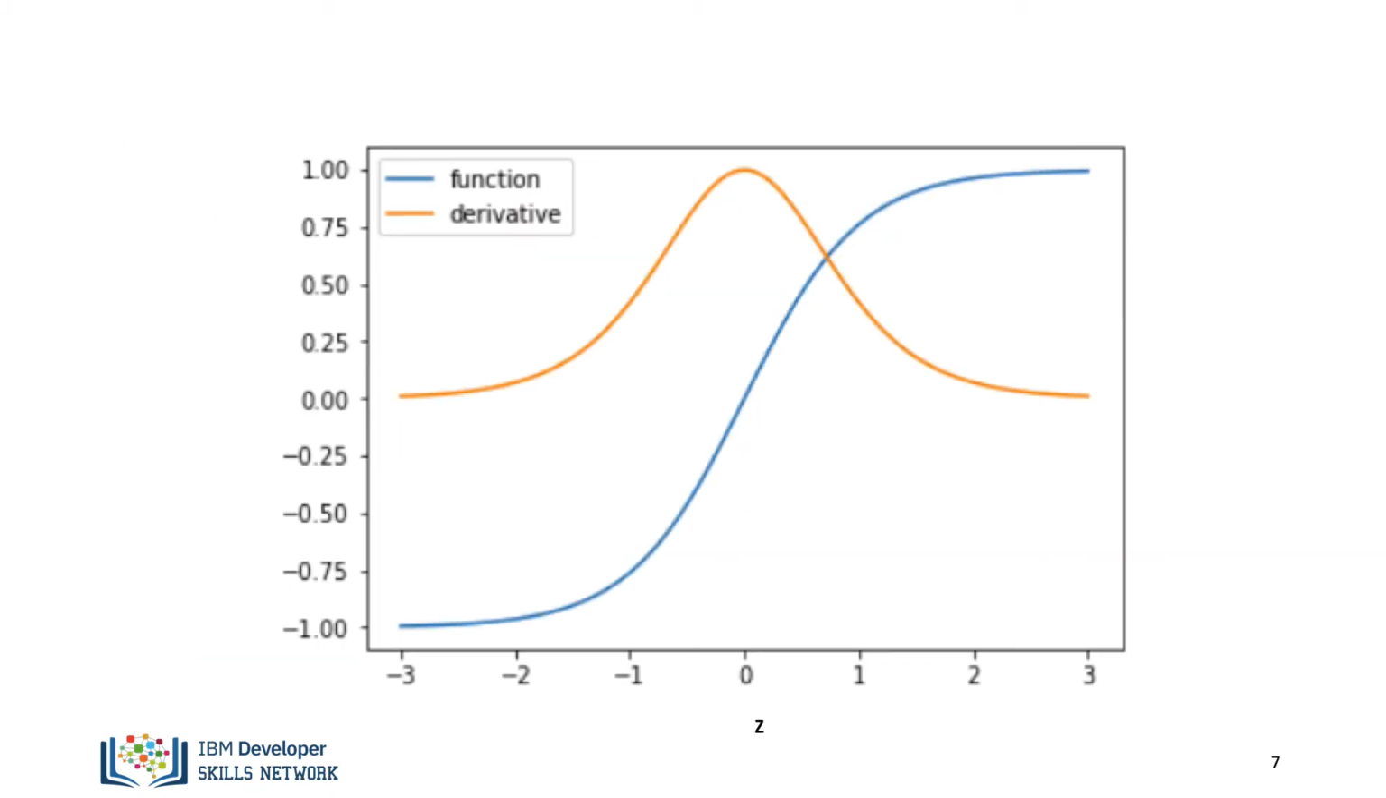The following graph shows the derivative of the tanh function in orange and the tanh function in blue. You can see that except when z equals 0, all the values of the derivative of tanh are less than 1. So the tanh function also suffers from the vanishing gradient problem as well.